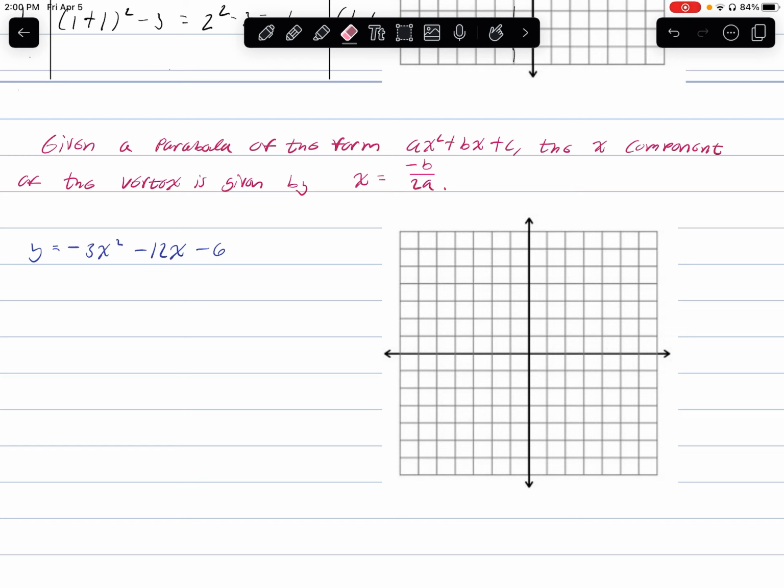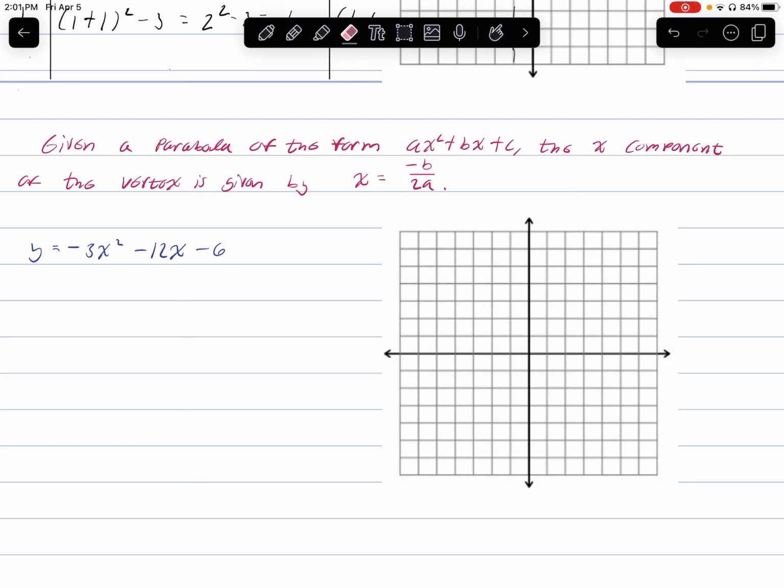So if we have a parabola of the form ax squared plus bx plus c, the x component of the vertex, that is the point where the parabola turns around, so to speak, the highest or the lowest part, depending on whether or not it opens up, is going to be given by x equals negative b over 2a. So let's take a look at this example. y equals negative 3x squared minus 12x minus 6.